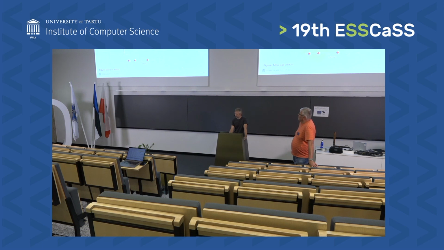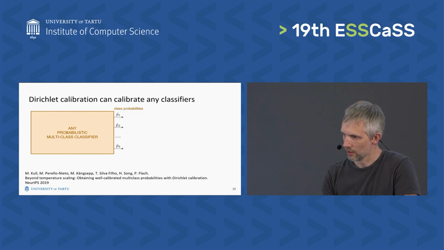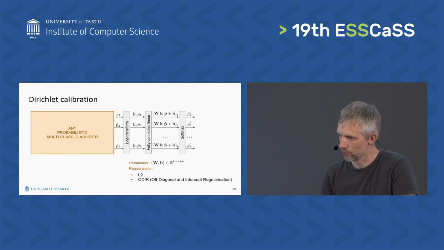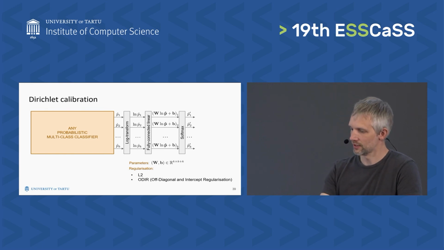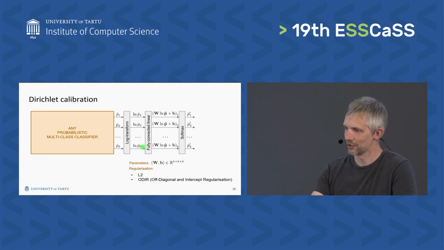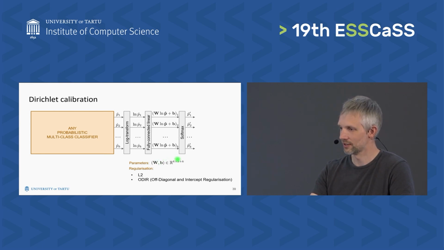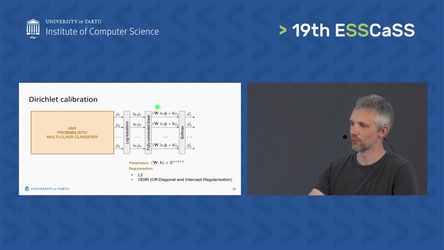Yes. Dirichlet calibration itself, yes, it could overfit because there is quite a lot of capacity here, many parameters: the number of classes squared plus the number of classes, and that can overfit. We defended against this with regularization, but your question is whether we can just reduce the number of parameters itself.